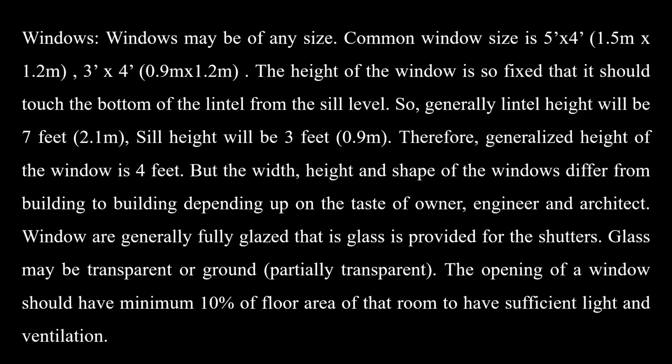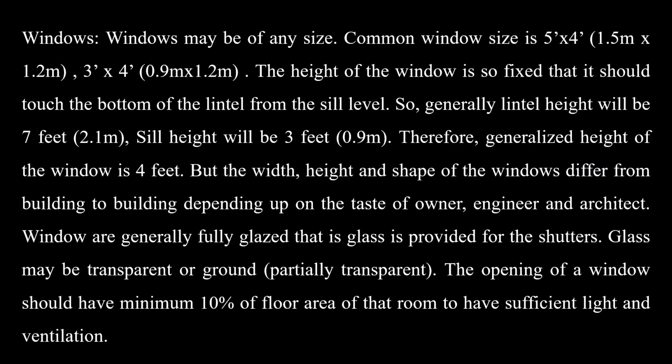3 feet by 4 feet. That is 0.9 meter width and 1.2 meter height. The height of the window is fixed so that it should touch the bottom of the lintel from the sill level. So generally lintel height will be 7 feet up to its bottom. So sill height will be 3 feet. Therefore generalized height of the window is 4 feet.